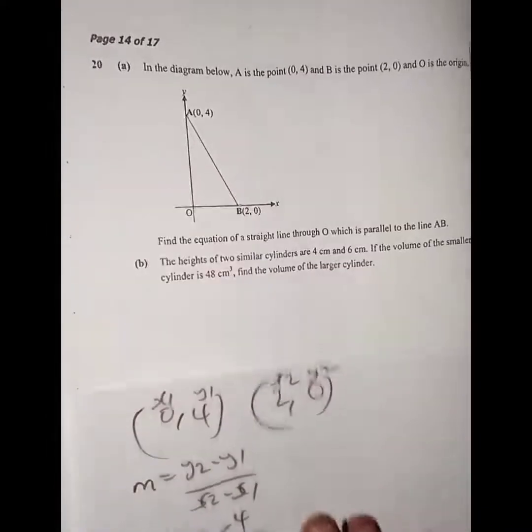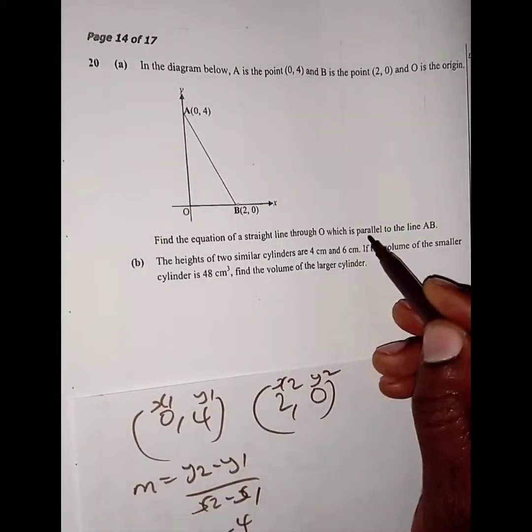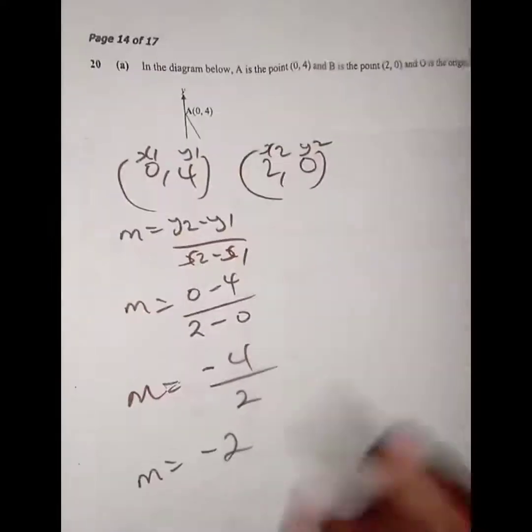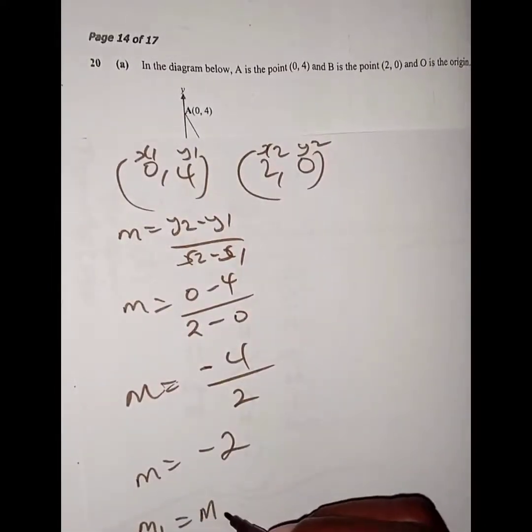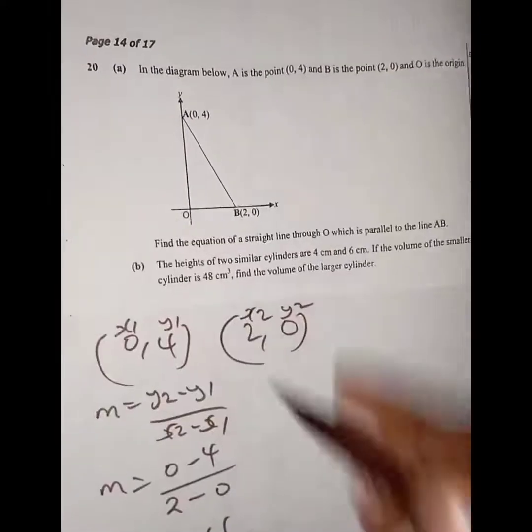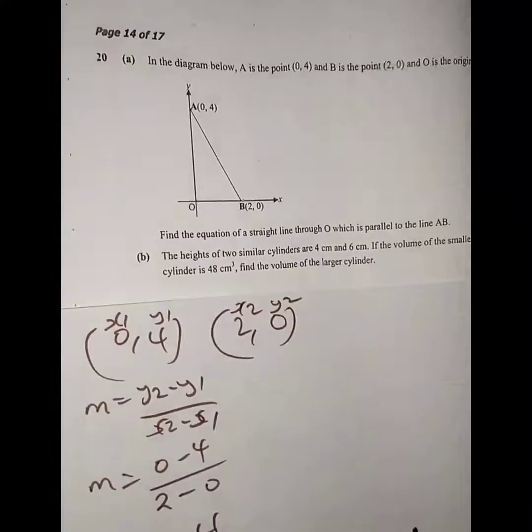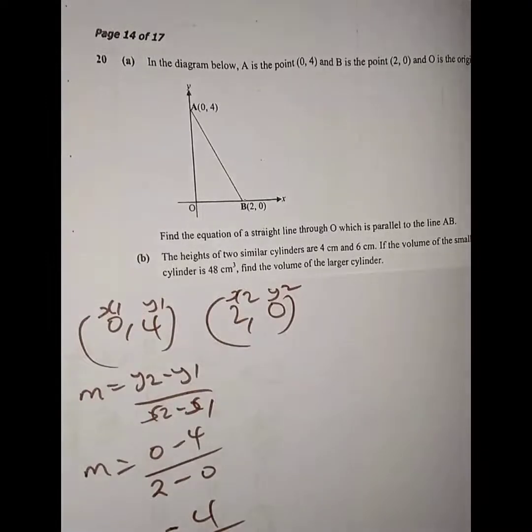So note that when lines are parallel to each other, the first gradient, which is this one, should be equal to the gradient of the other line you want to find, which will pass through O. So in short, when lines are parallel, gradients are the same.